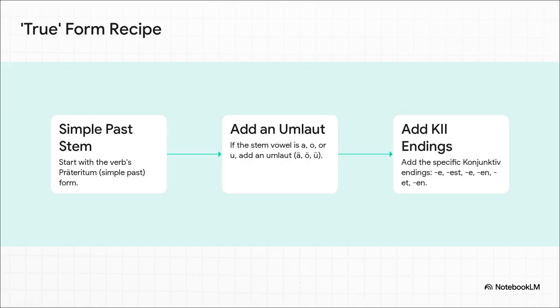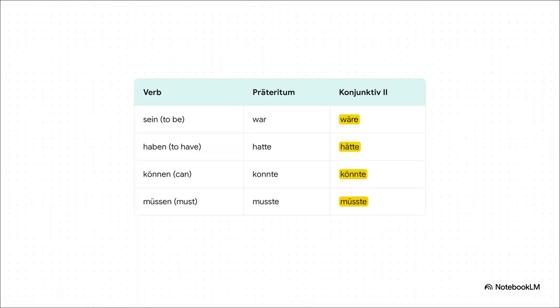So, how do you make these special VIP forms? It's another little recipe. First, find the simple past tense of the verb. Then, if the main vowel is an a, o, or u, you slap an umlaut on top, those two little dots. Finally, you just add the standard endings. Now these are the ones you just need to memorize. Seriously, burn them into your brain. Sein's past tense war becomes wäre. Haben's past tense hatte becomes hätte. Konnte becomes könnte. You see the pattern? These are the heavy hitters. You'll be using them constantly.